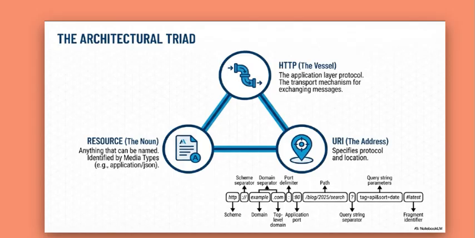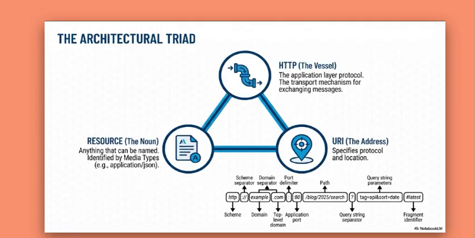And finally, the vessel, that's HTTP. That's the application layer protocol. These are the trucks driving across the bridge, carrying the resources to their addresses. So we have the what, the where, and the how. But just having the parts isn't enough. You need rules. And this is where it gets really interesting.